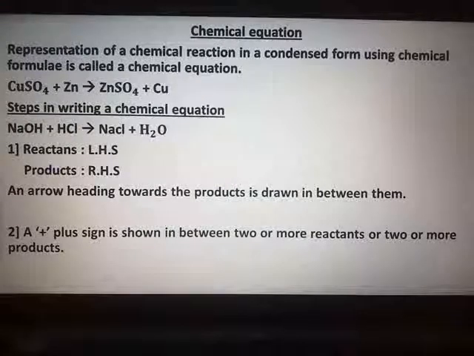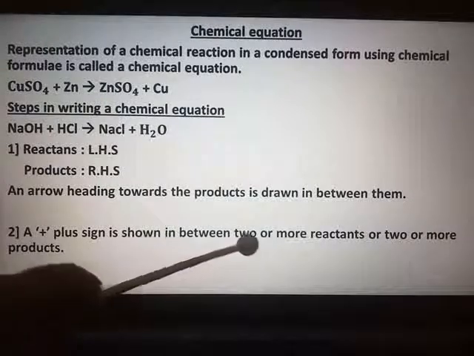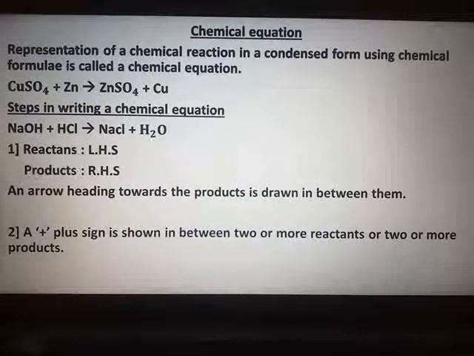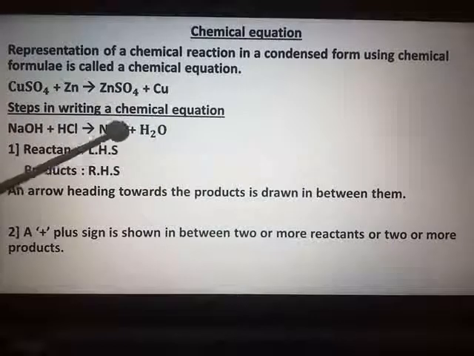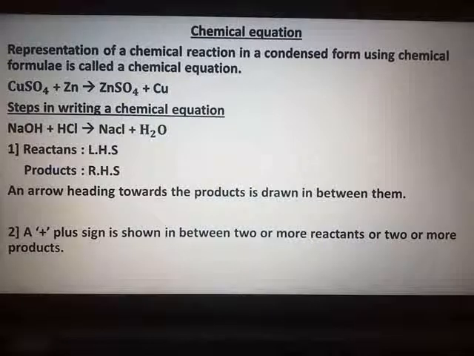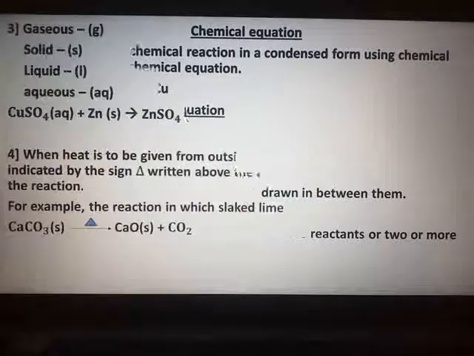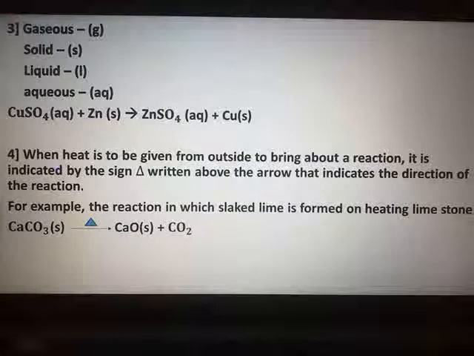The second point is that a plus sign is shown between two or more reactants or two or more products. Here you can see two reactants, so to separate them a plus sign is shown. Here also there are two products, so a plus sign is shown. If the reactants or products are two or more, they are linked with a plus sign between them. The third step is to make the chemical equation more informative: the physical states of the reactants are indicated. Suppose you have to mention that milk is getting transformed into curd.